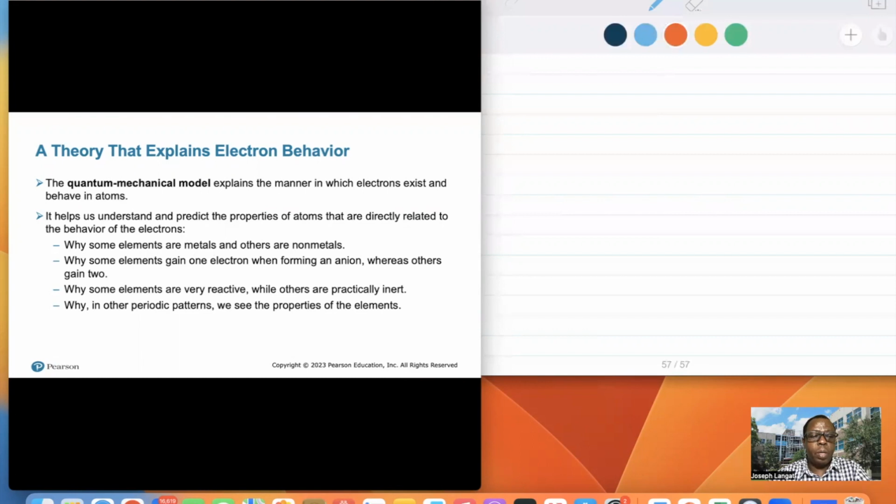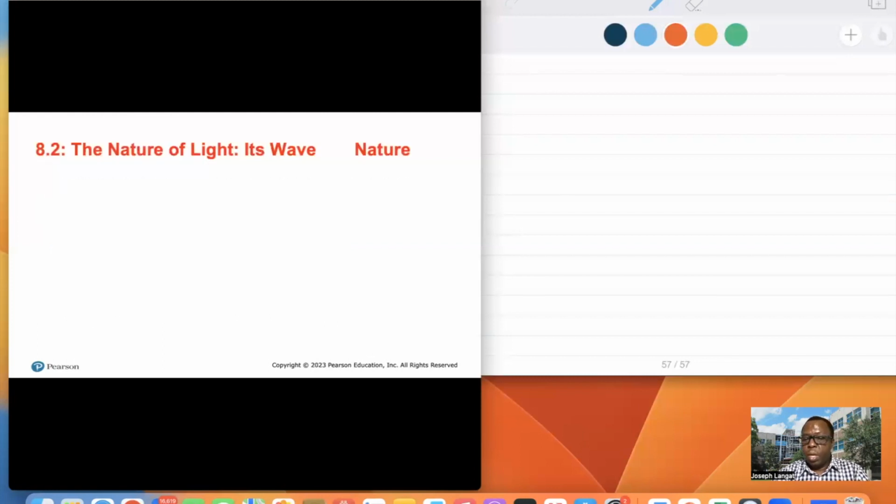The quantum mechanical model also explains other periodic patterns we see in the properties of elements. For example, the recurring physical or chemical properties on the periodic table. Remember, periodic pattern, periodicity. The quantum mechanical model explains those recurring patterns. We'll see later on periodic patterns in the upcoming chapter. So that's a little bit of an intro on quantum mechanics.